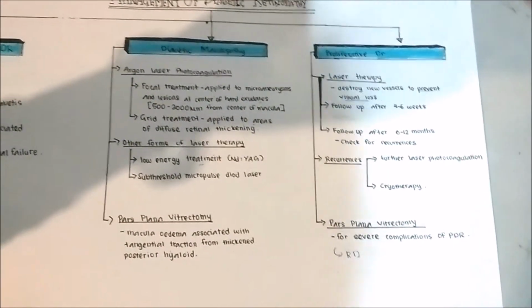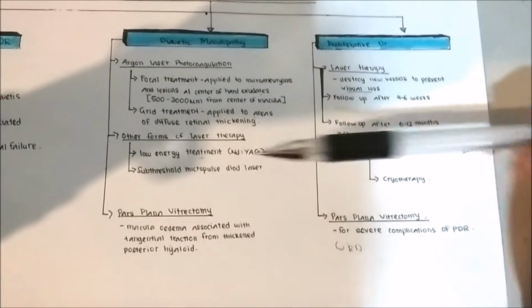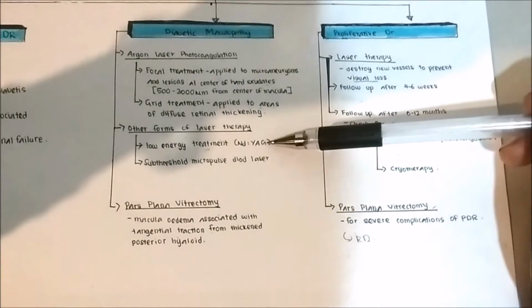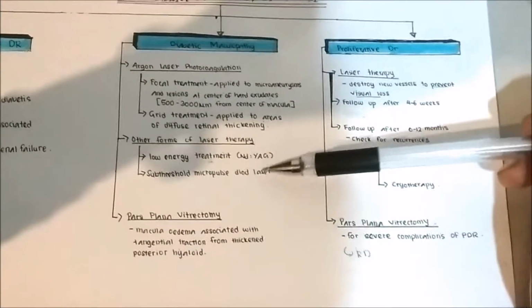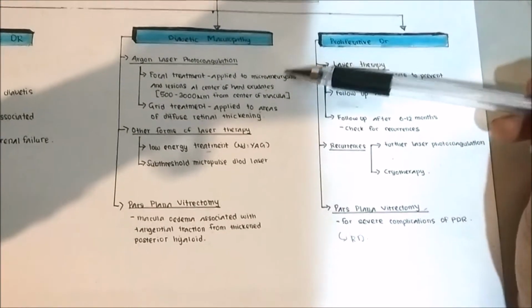We also have other forms of laser therapy, such as low energy treatments, like the YAG laser, which has 2 times the frequency but lower energy, so lower damage will occur, and subthreshold micropulse diode laser, which is quicker compared to argon laser photocoagulation.